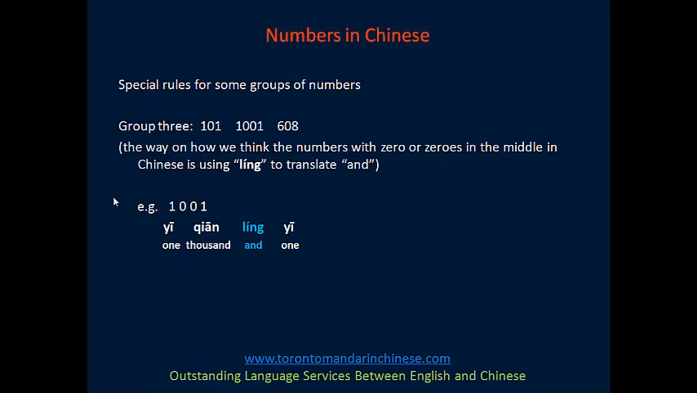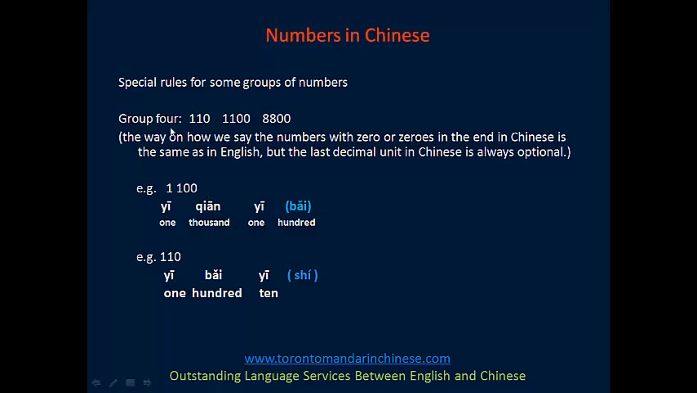Let's look at group 3. 101, 1001, 608. The way on how we think the numbers with 0 or zeros in the middle in Chinese is using 0 to translate "and". For example, 1001. In Chinese we say 1001.